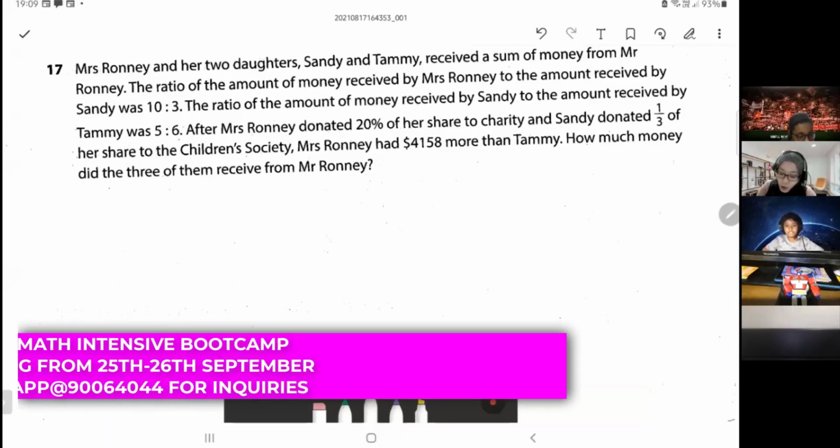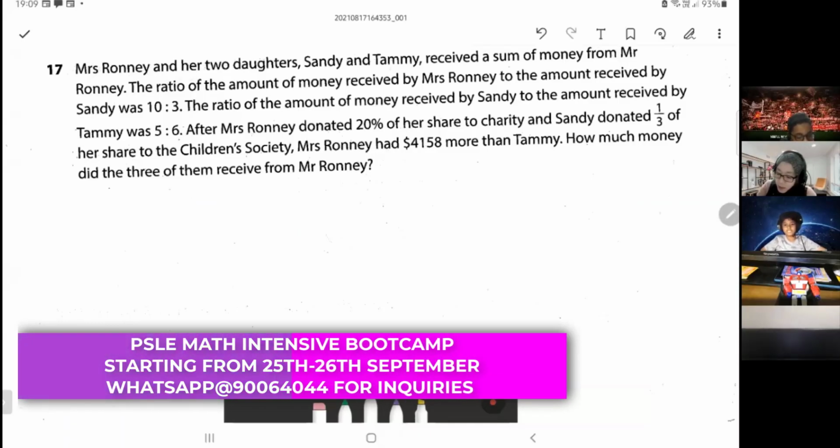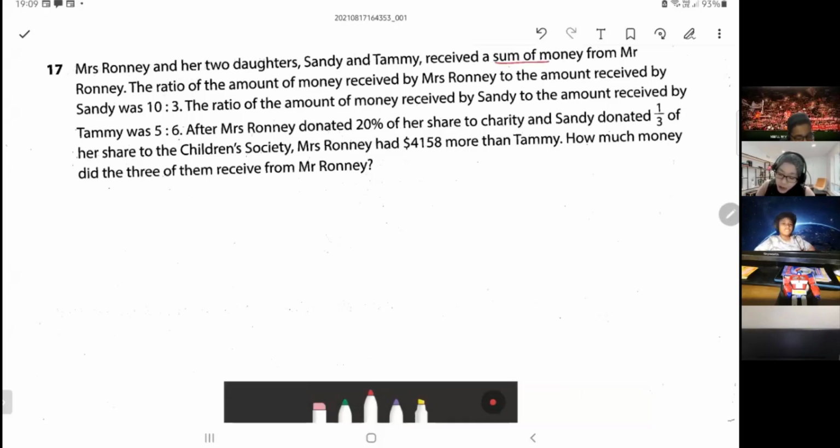Mrs. Rooney and her two daughters, Sandy and Tammy, received a sum of money from Mr. Rooney. The ratio of the amount of money received by Mrs. Rooney to the amount received by Sandy was 10:3. This is Sandy. The ratio of the amount of money received by Sandy to the amount received by Tammy is 5:6. So this is Sandy, this is Tammy.